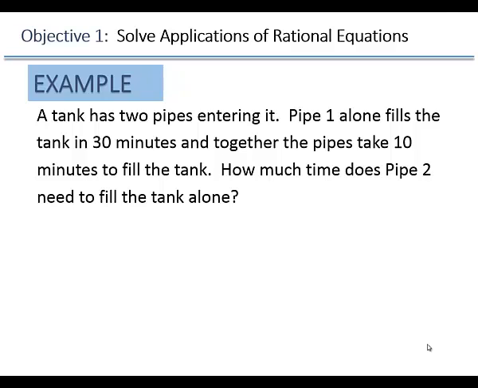Similar to the last example we did in class, we've got a tank with two pipes going into it. Pipe 1 fills the tank in 30 minutes, and another pipe that we really don't know much about. But when it works together, the two pipes take 10 minutes to fill the tank. So how much time would it take if pipe 2 was working alone? So here's a case where we know the time that they spent working alone, but we don't know anything about that second pipe. So here's how we'd solve that.